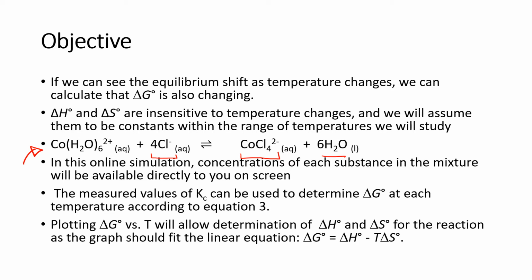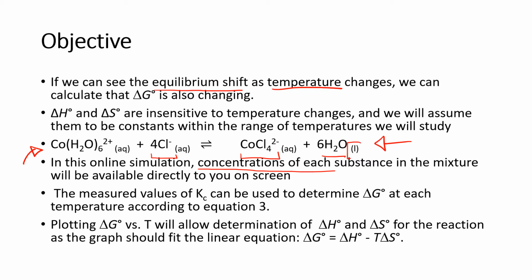And anytime we adjust temperature, that will shift the equilibrium. If it adjusts the equilibrium, it's going to adjust our delta G. So because of that, we change the temperature, it ends up changing our equilibrium, our concentrations, and then that ends up changing our delta G. So in this simulation, you will be able to see all the concentrations of each of these substances.